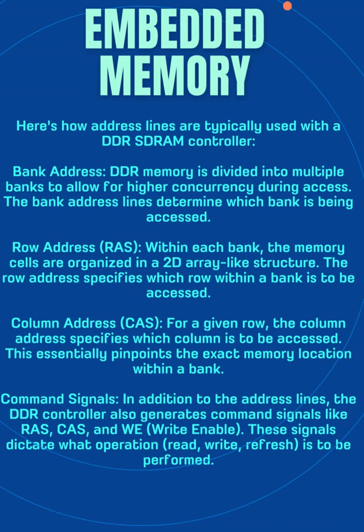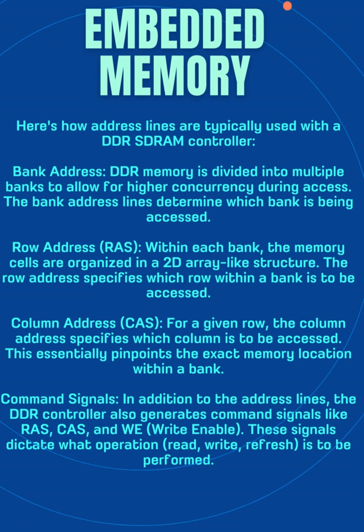Address lines are a crucial part of a memory system. They specify the location in memory where data is to be read from or written to. In the context of DDR (double data rate) SDRAM (synchronous dynamic random access memory), the DDR controller is responsible for generating and managing these address signals to access data from the memory modules.